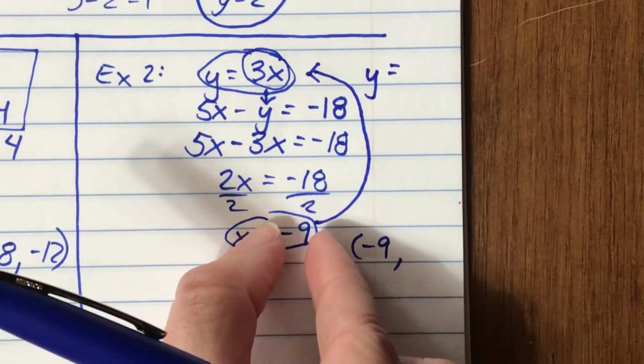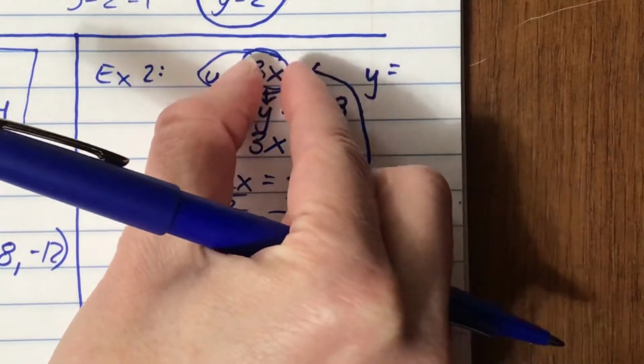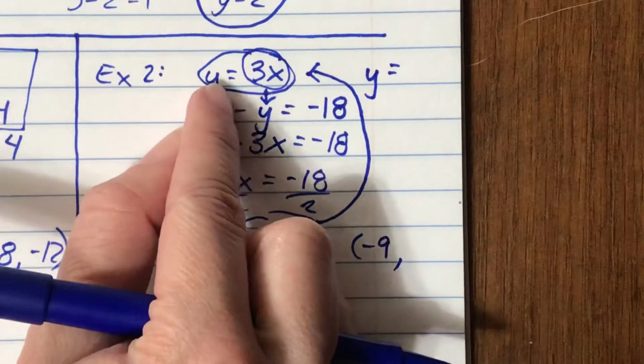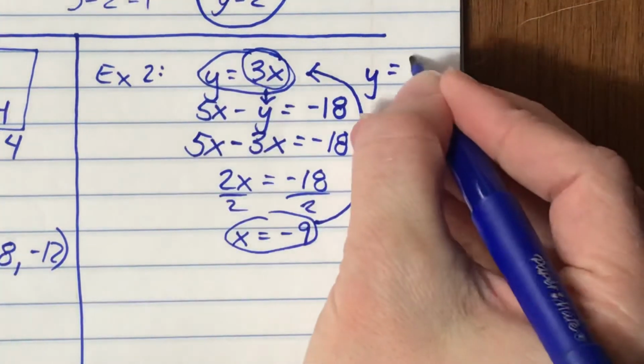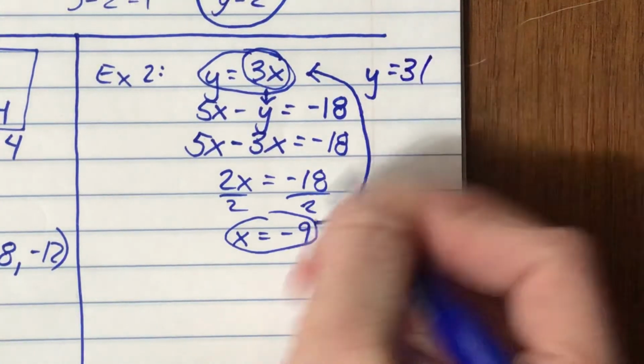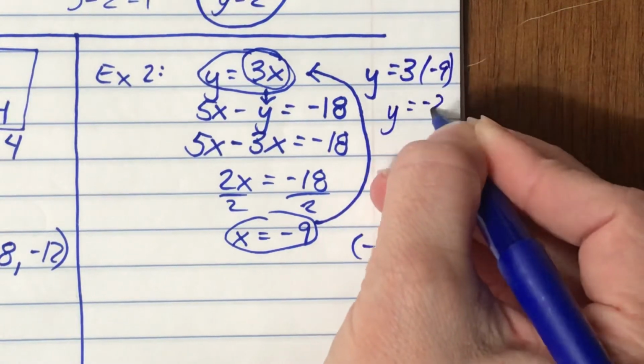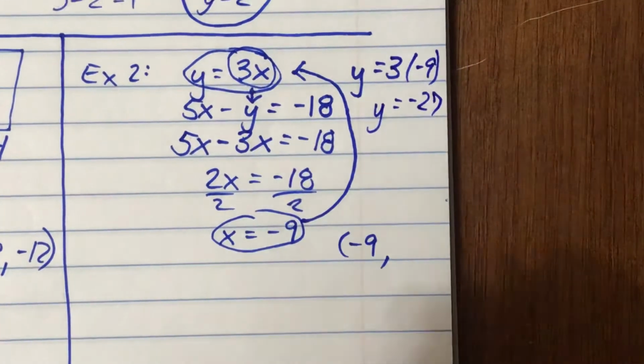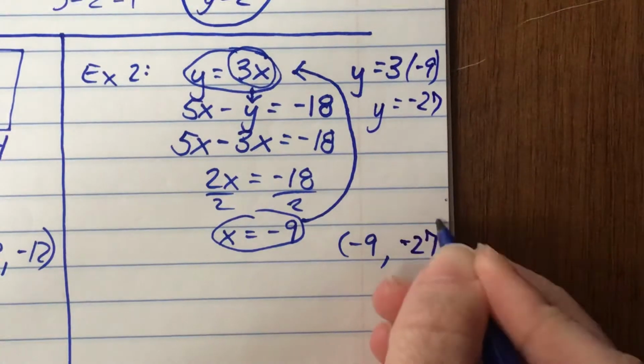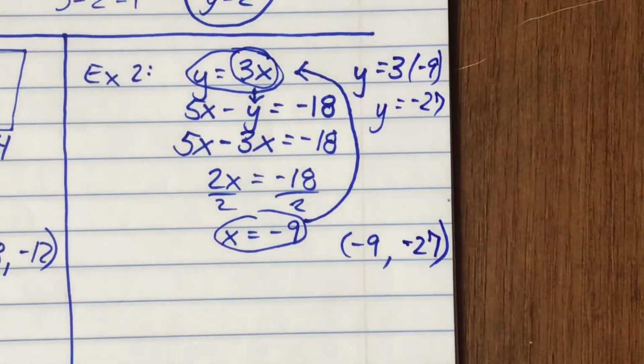I'm going to take my x value, -9, and I'm going to substitute it into where I started. So we're going to say y is equal to 3 times, what is x? X is -9. And so I plug in -9 there, and so what should y be equal to? -27. -27.